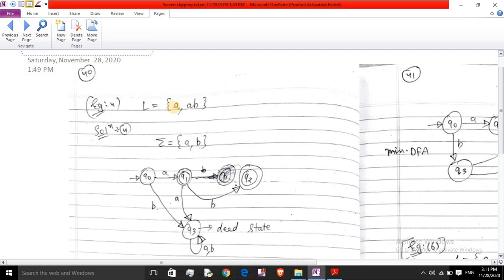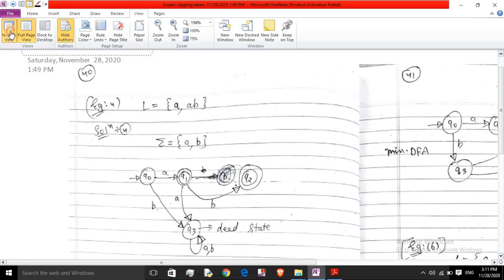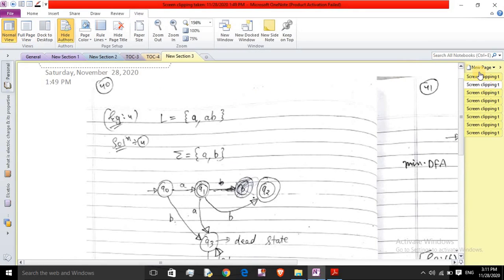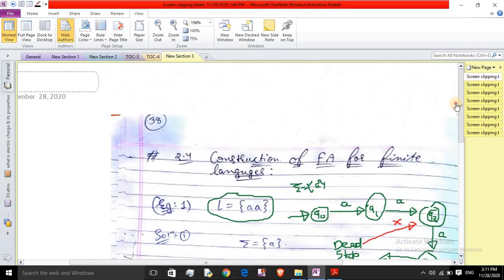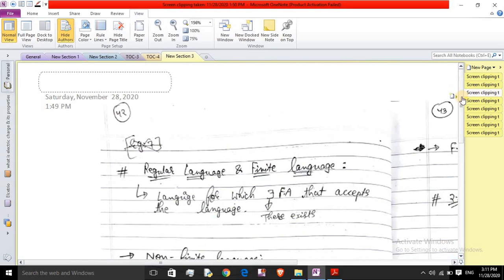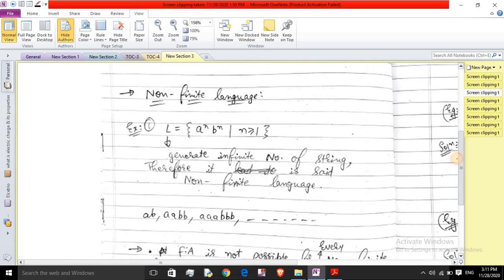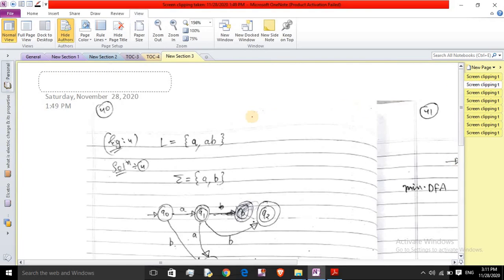The language is given here, which is L equals to, just wait, what we have seen till now. We have seen only one example here. Very second example. Okay, just leave the number. Now focus on the core concept.